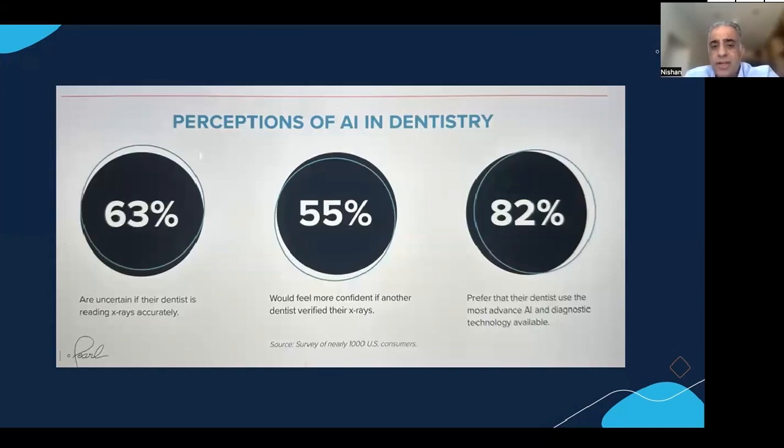So trust has to be gained in other ways, and visual aids is the main thing, I think, so they can understand. We've got to remember that patients are not trained to read x-rays. They have to trust you, and using Pearl is an added way to gain their trust. 82% of patients would prefer that their dentist use more advanced AI technology and diagnostic aids in helping them understand their x-rays.